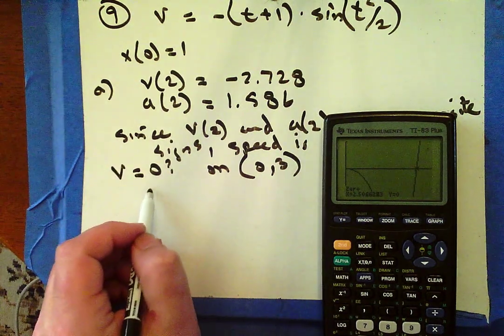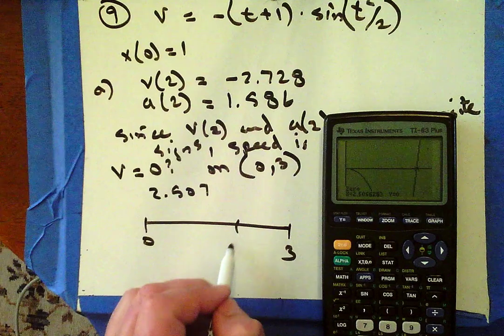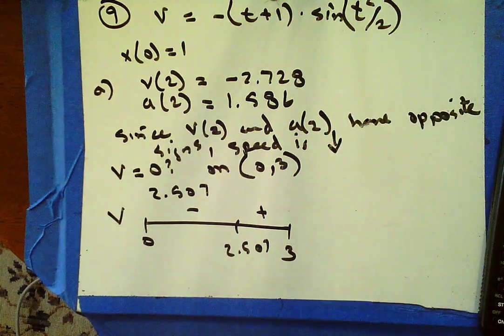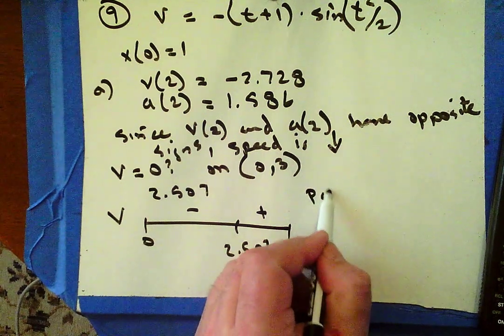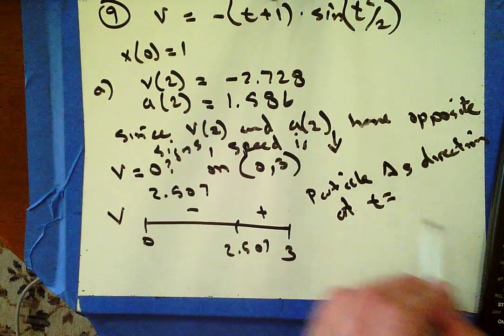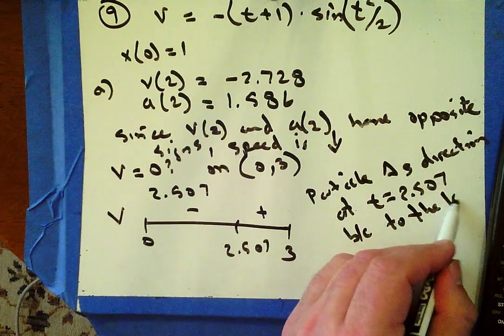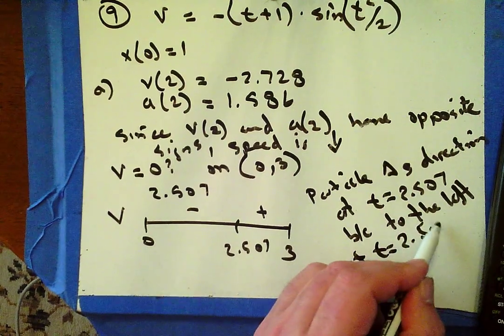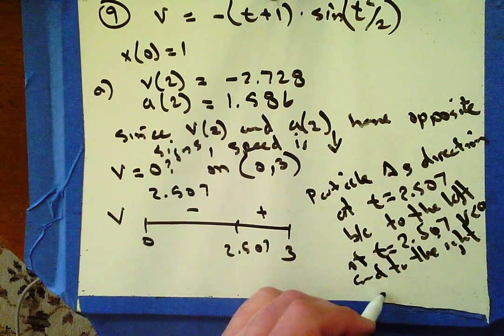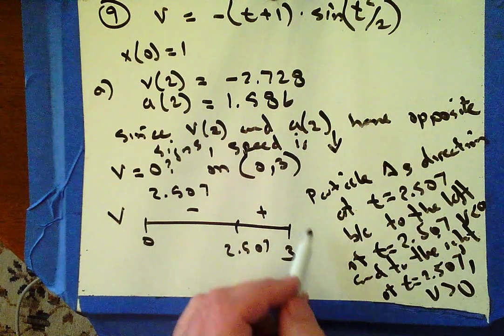And I get that 2.507, yes, 2.507 is my critical point on v. V is negative here and positive here. Okay, what do they ask me for? All the times when the particle changes direction. Particle changes direction at t equals 2.507 because to the left of t equals 2.507, v is less than 0, and to the right of t equals 2.507, v is greater than 0. Okay, there's my answer to part B.